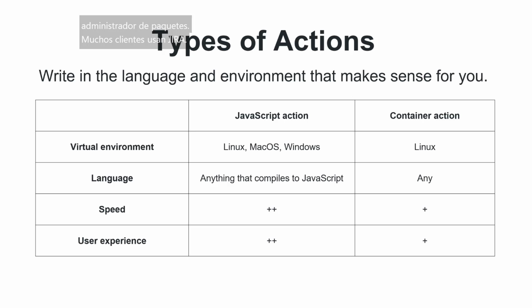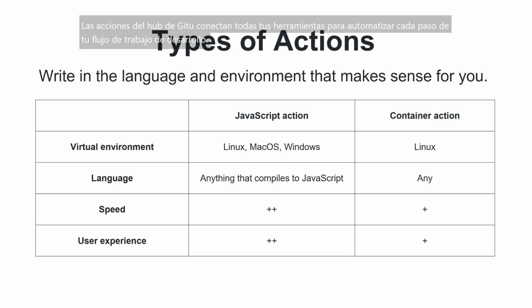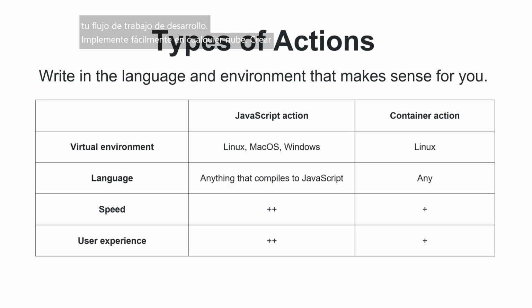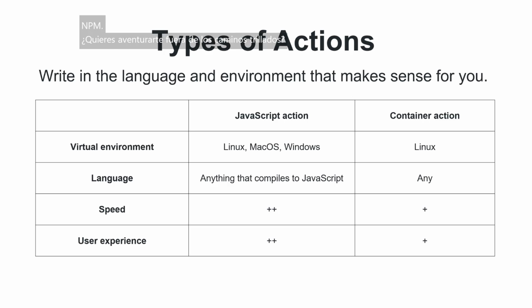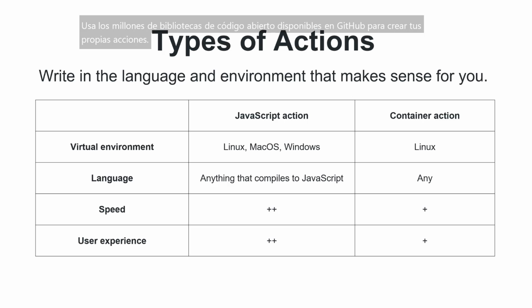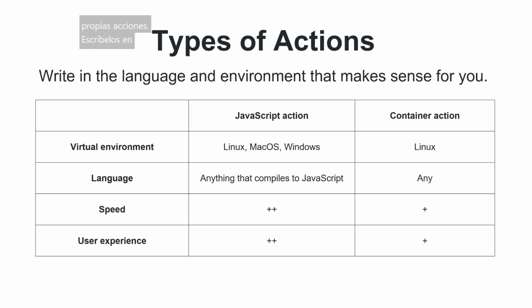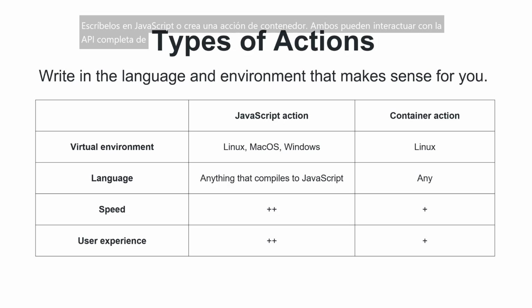GitHub Actions connects all of your tools to automate every step of your development workflow. Easily deploy to any cloud, create tickets in Jira, or publish a package to NPM. Want to venture off the beaten path? Use the millions of open source libraries available on GitHub to create your own actions. Write them in JavaScript or create a container action. Both can interact with the full GitHub API and any other public API.